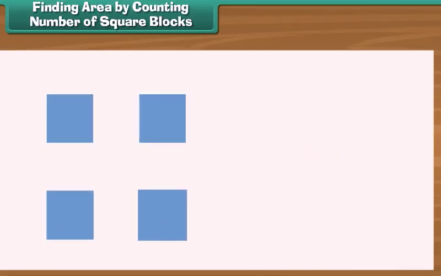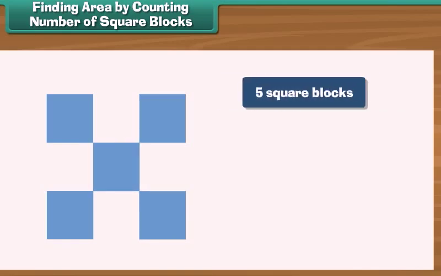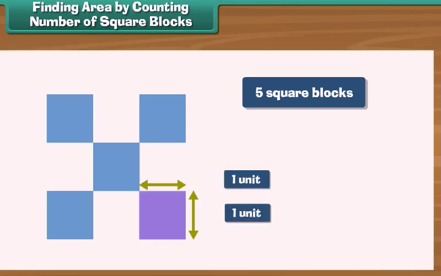Finding area by counting number of square blocks. Now, let's calculate the area of the given figure that contains 5 square blocks. The length of each square block is 1 unit. We know that the area of one square block of 1 unit length is 1 unit square.